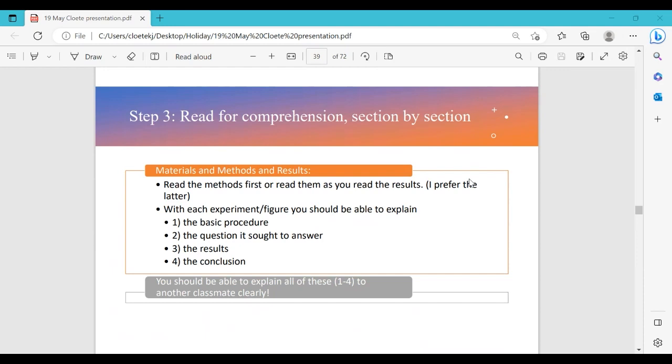How do they write certain parts of the methods? Also, what type of techniques did they use? Could they have used other techniques? What are the pros and cons of this technique for a specific sample? Because remember, techniques are very sample dependent. One technique for one sample may not necessarily be good for another sample. So read up about these techniques.